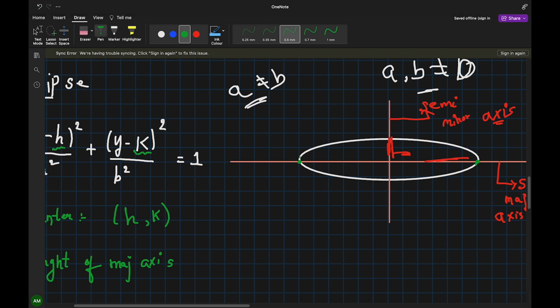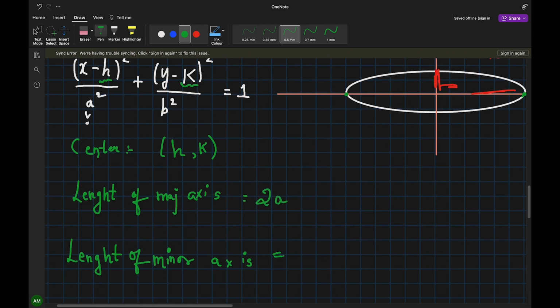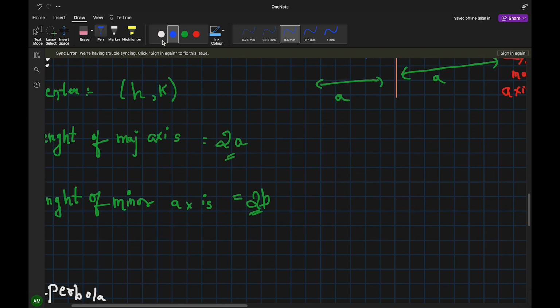What is the length of the major axis? The length of the major axis is nothing but 2 times a, and the length of the minor axis is 2 times b. First of all, what is a? See, this length is a. This length is a. Clear? Okay.